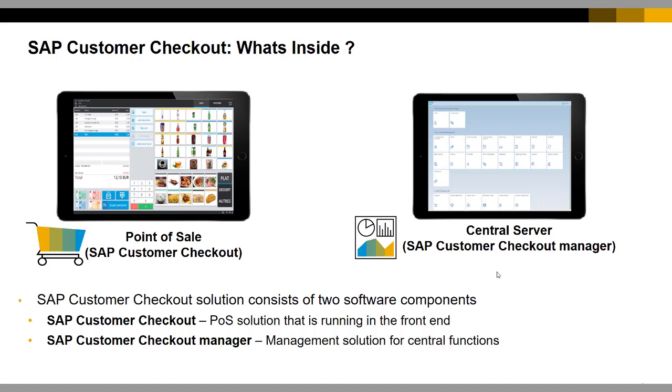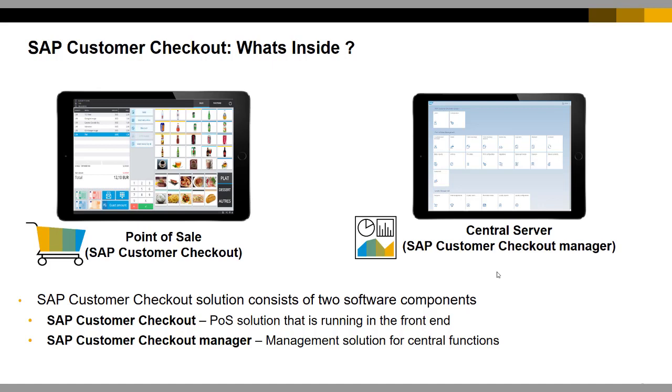Now, what's inside SAP Customer Checkout? SAP Customer Checkout has two software components. The first software component is called SAP Customer Checkout. It is the point of sale solution, which is installed in the point of sale terminal where your business transactions are taking place. It is also the software component where all the hardware devices like printers, cash drawers, line display, customer display, barcode scanner and credit card terminal are integrated too.